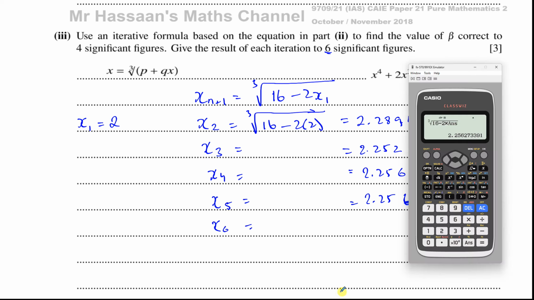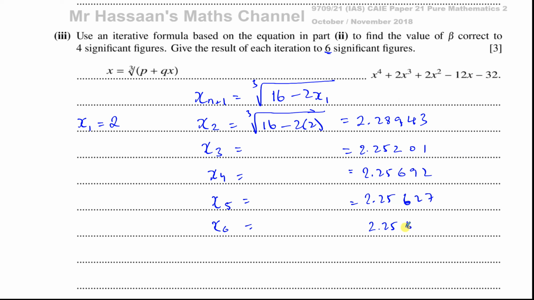We press equals again. 2.25635, 2.25636 actually. Okay, so it looks like it's going to be 2.256. Let's do it a couple more times.